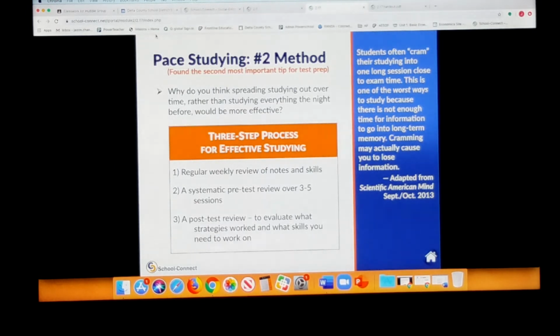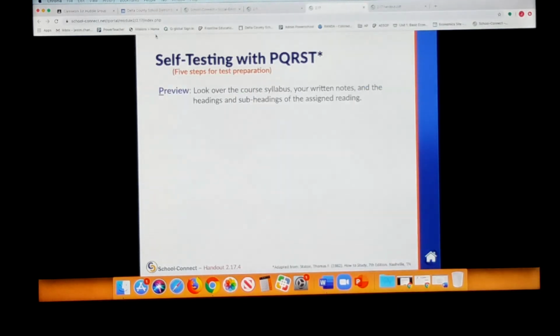But to look at how you did and what you got wrong and try to figure out why you got it wrong and try to get into your own thinking process, what they call metacognition, is very important. So, self-testing with the PQRST, P-Q-R-S-T.